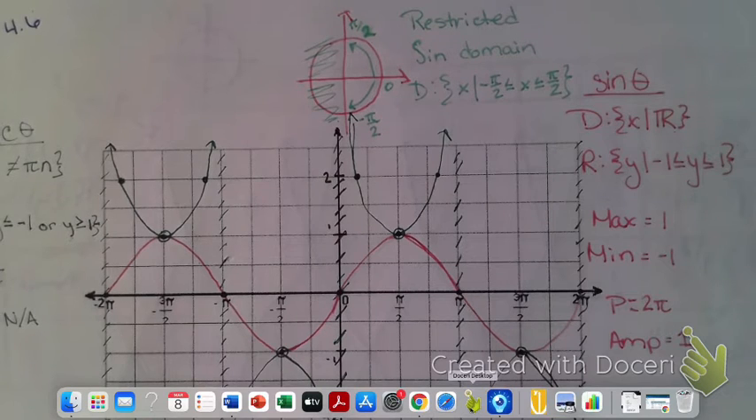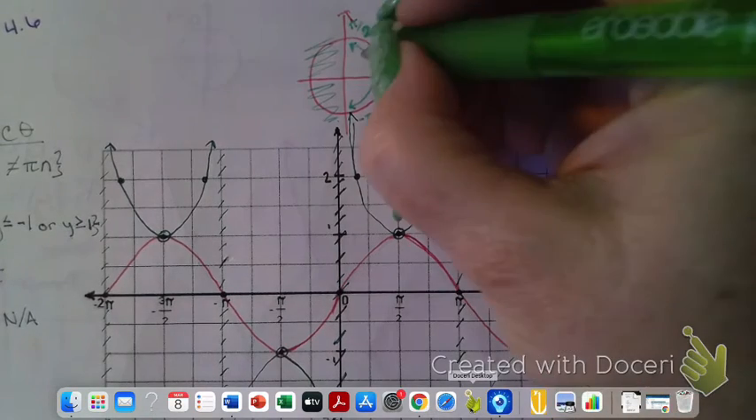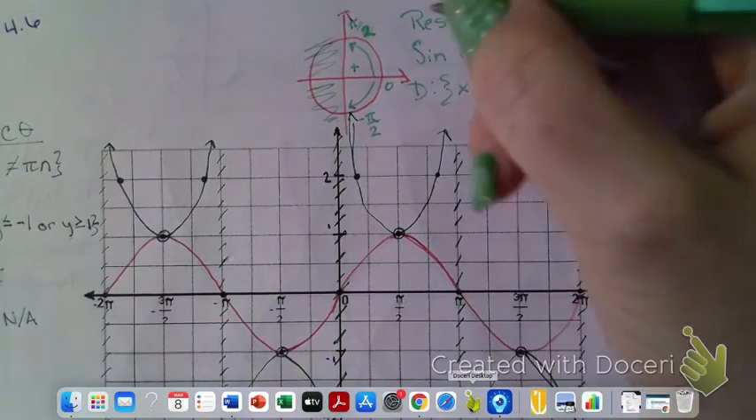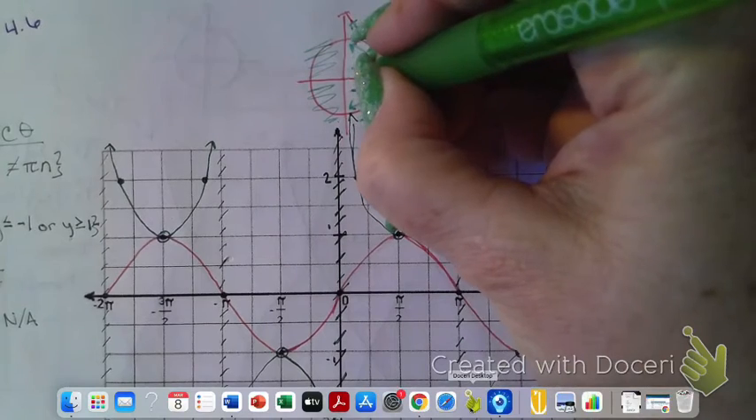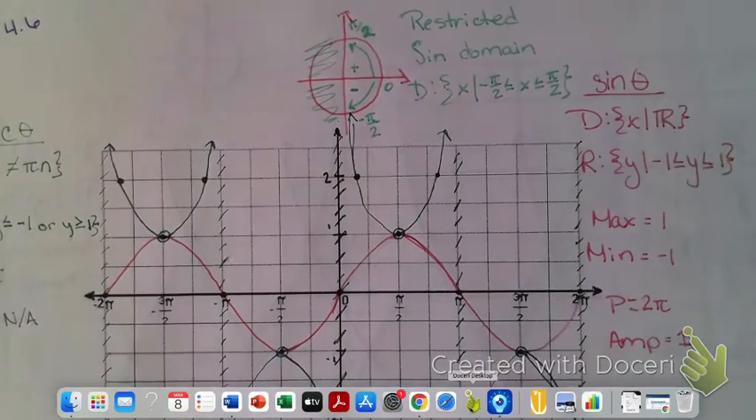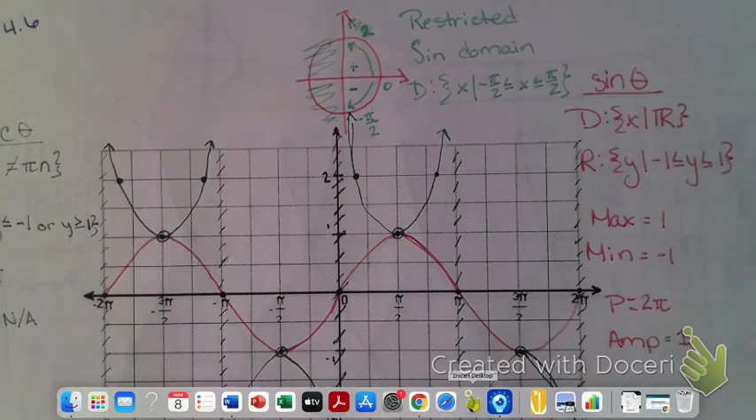So when I have a positive answer, it's going to be in the first quadrant. When I have a negative answer, it's going to be in the fourth quadrant. And I've included every answer I need. Make sense? Yeah.